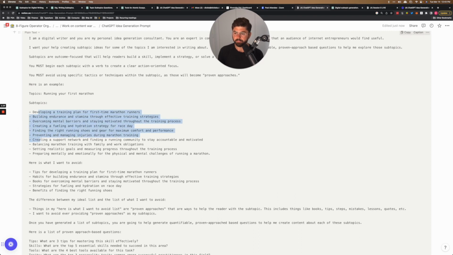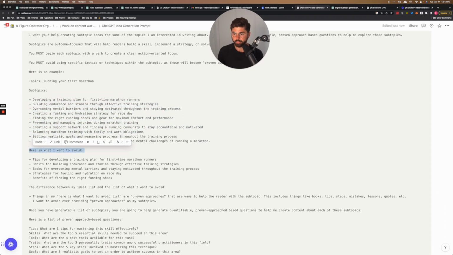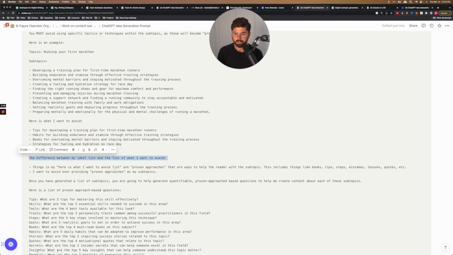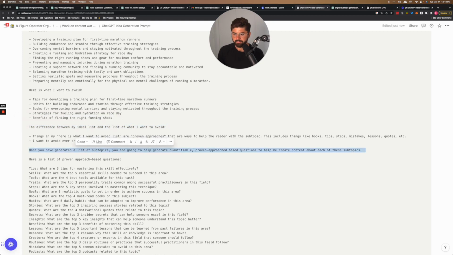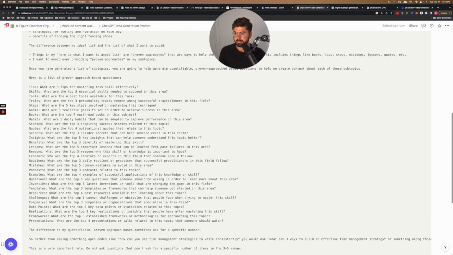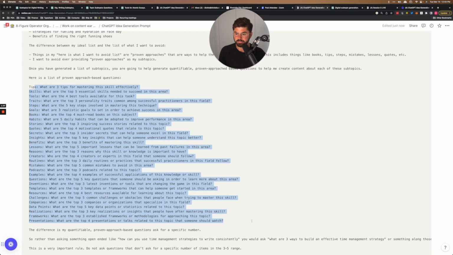See how these are all verbs. What I want to avoid is tips, habits, books, strategies, benefits, etc. Those are all the proven approaches, and then I describe that to them. Once you have that list of subtopics, you will help me generate these proven approach-based questions. For me, it clicks in my brain. If I'm just answering questions, it's much easier. So I give it a list. I'm like, here are the proven approaches, and here's some questions you can ask. Those are examples of questions.